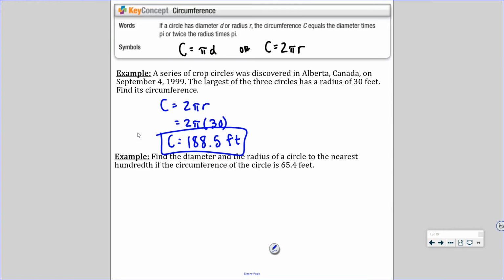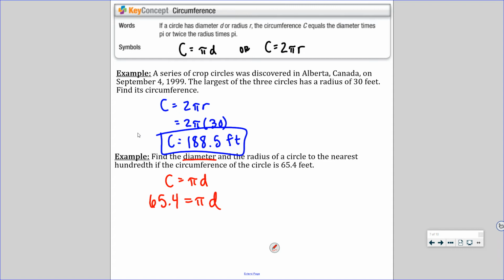All right. Next question says, find the diameter and the radius of a circle to the nearest hundredth. Oh, shoot. I did not do that right. Nearest hundredth. Okay, we'll fix it. If the circumference of the circle is 65.4 feet. I'm going to start with diameter. So I know the circumference is pi times diameter. This time I know what their circumference is. I know the circumference is 65.4.